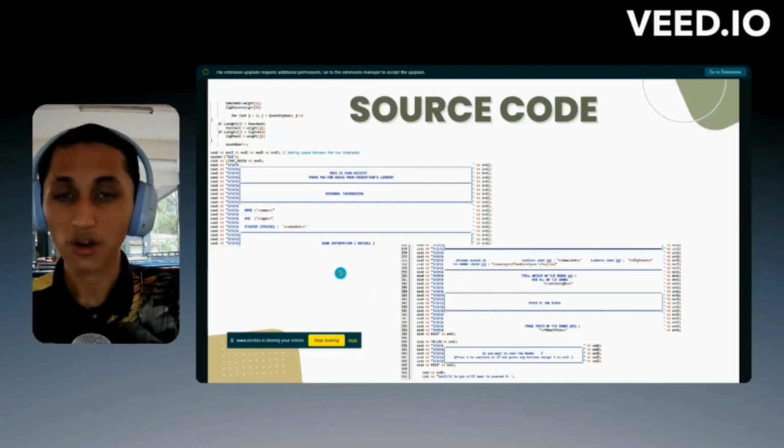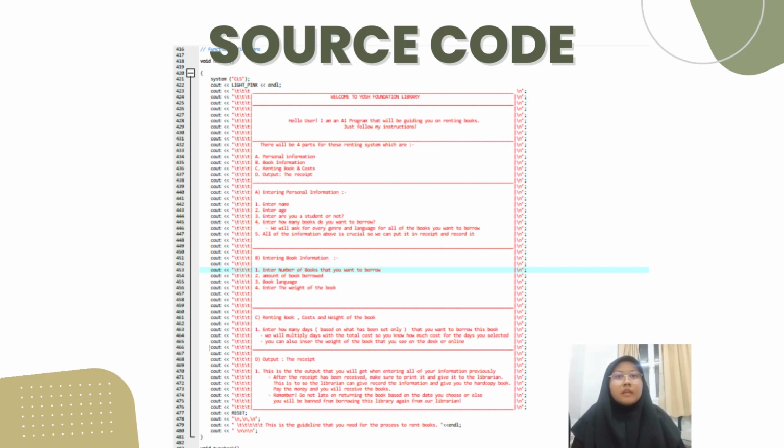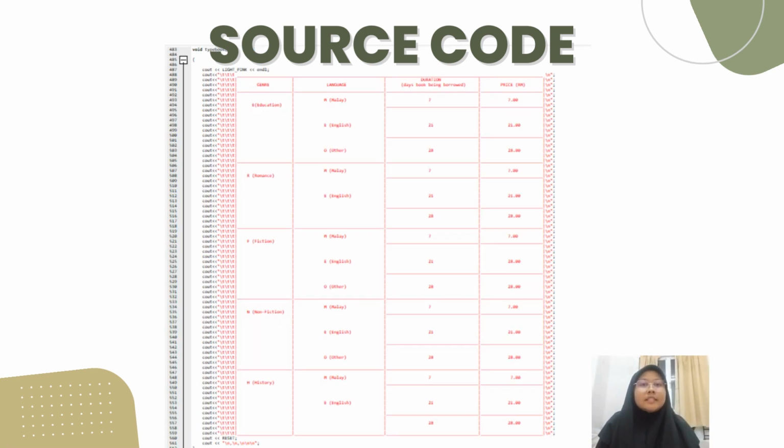So, that's all for me. Thank you very much. This is the code that gives guidelines to help the customer follow the book renting system. This is the code that shows the choices of genre, language, duration, and price, which is the rental cost.